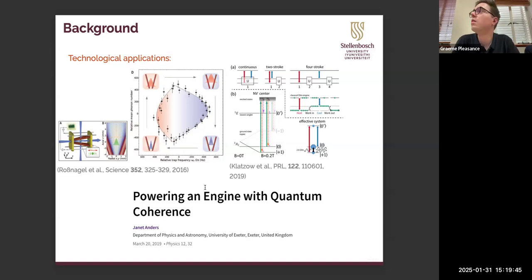Just what's the axes for this quantum Otto cycle? So, if you couldn't hear, the question was what are the axes? This is essentially the trap frequency, and this is the mean photon number. So basically, the y-axis is essentially the temperature of the ion, and this is the trap frequency.